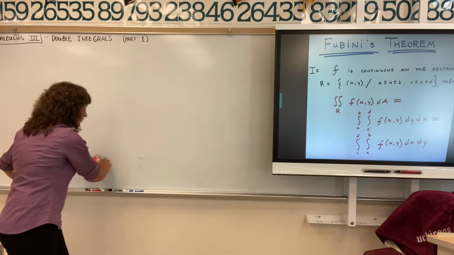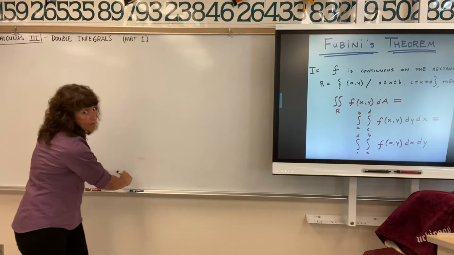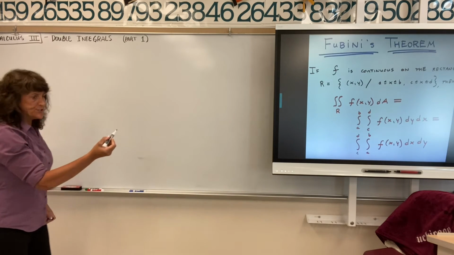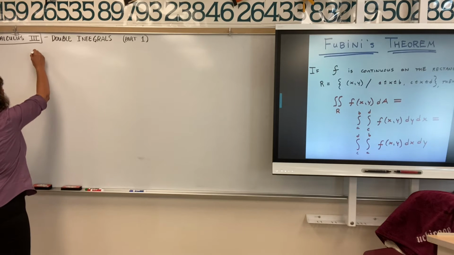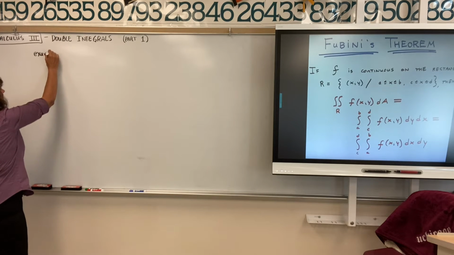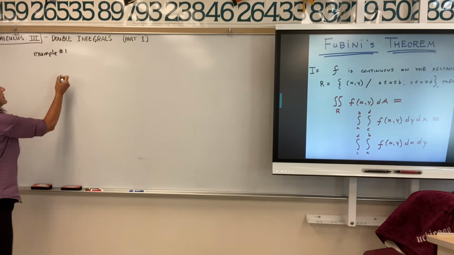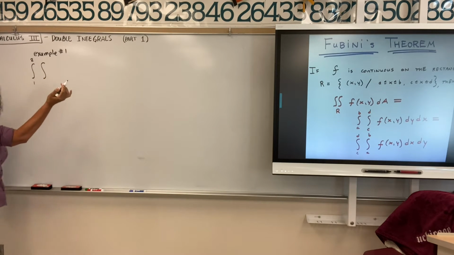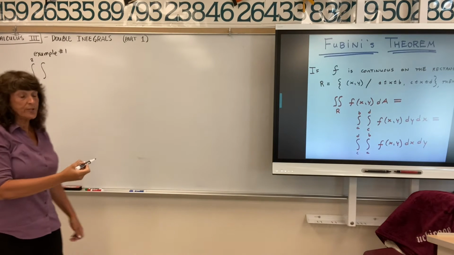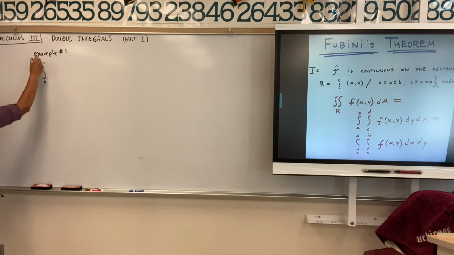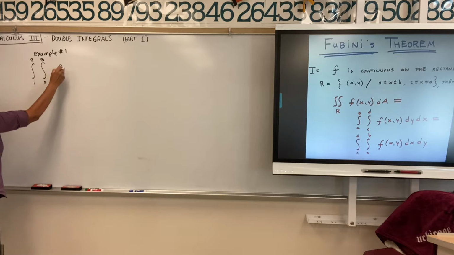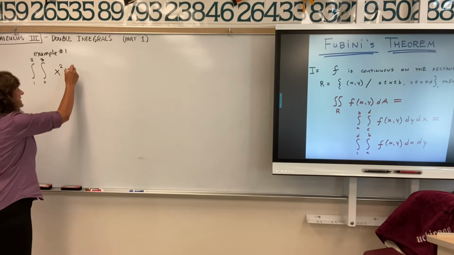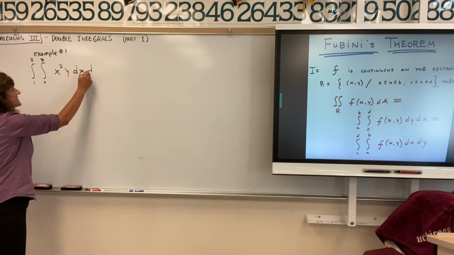Okay, so our first example, example number 1. Let's compute the double integral from 1 to 2 for the outside bounds, and the inside bounds 0 to 3, of x squared times y, and let's go ahead, dx dy.